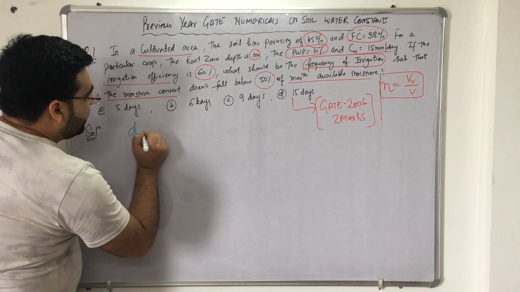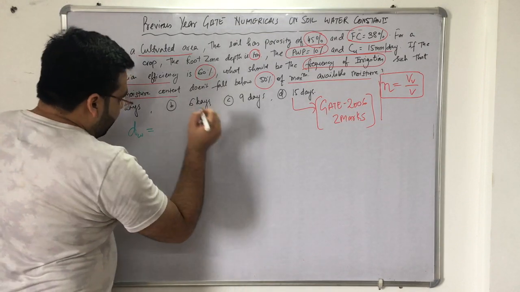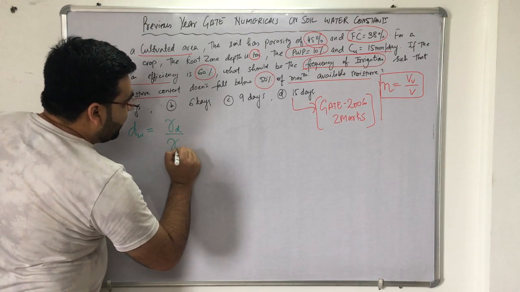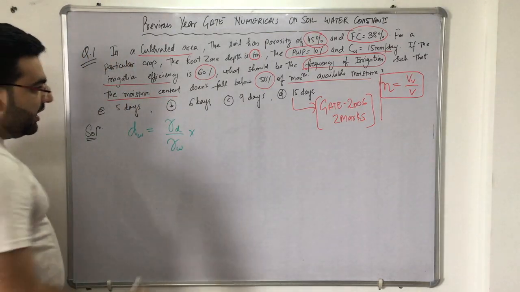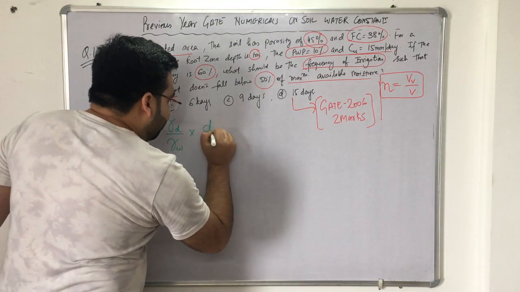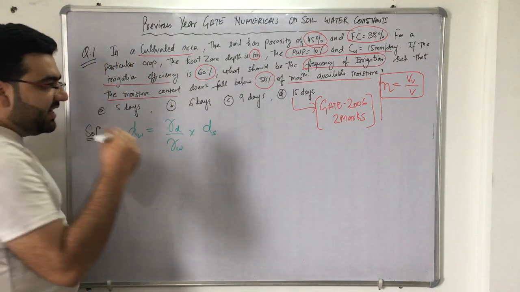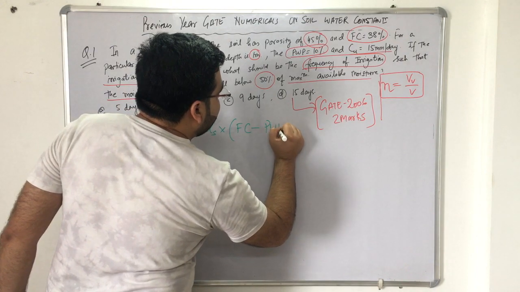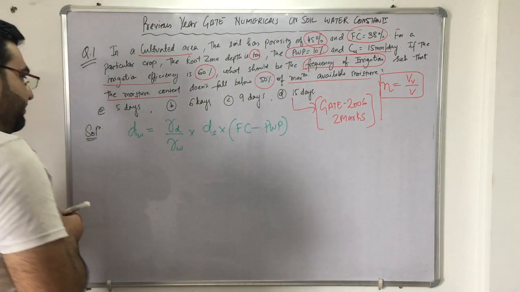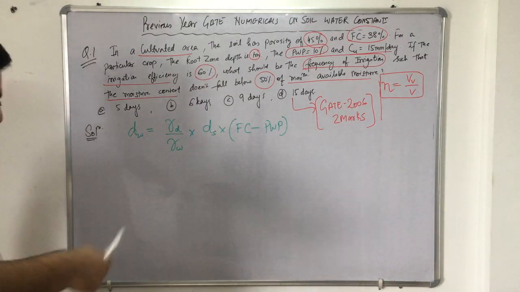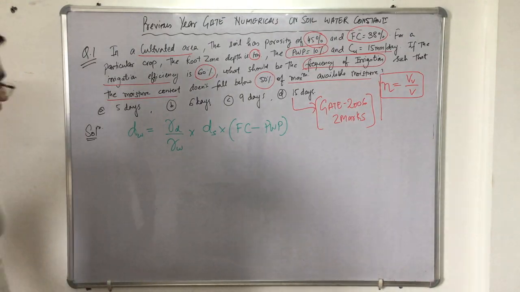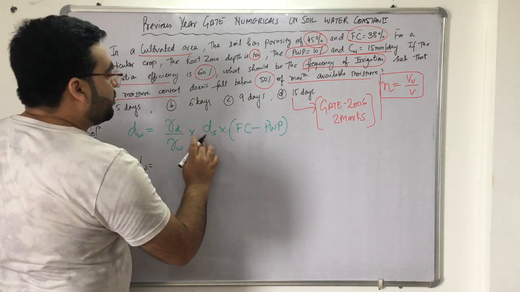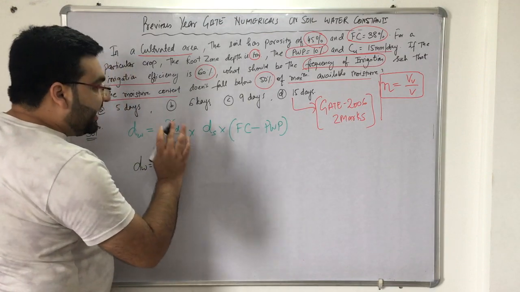So we know that the depth of water is given by gamma d divided by gamma w, into the depth of the root zone, which is denoted by ds, multiplied by field capacity minus permanent wilting point. Clear? Let me use a black marker, as the other might not be visible. So now dw will be equal to, how much is the root zone depth? 1 meter into gamma d divided by gamma w.